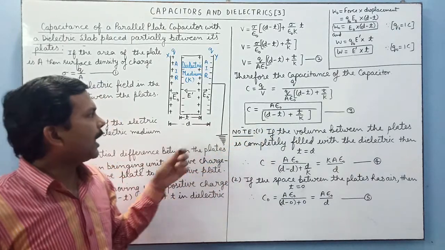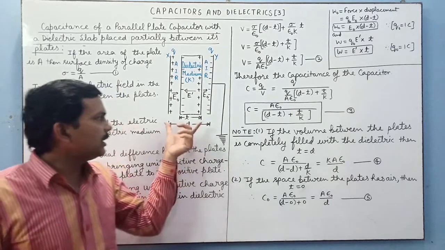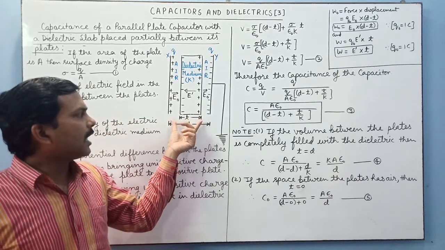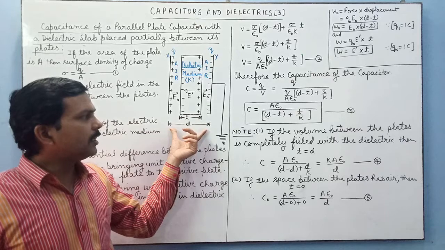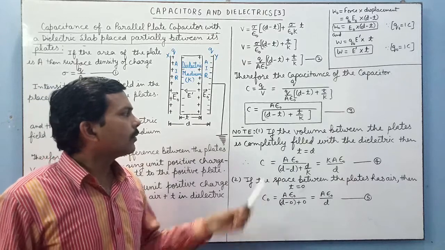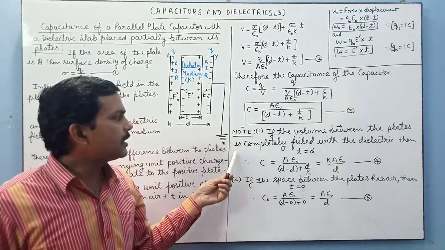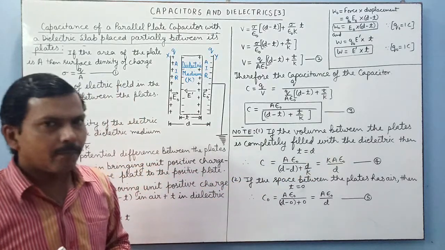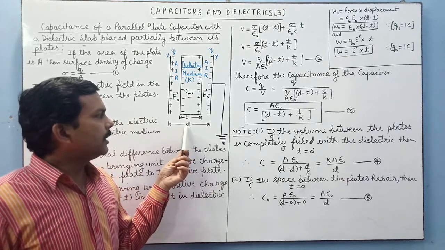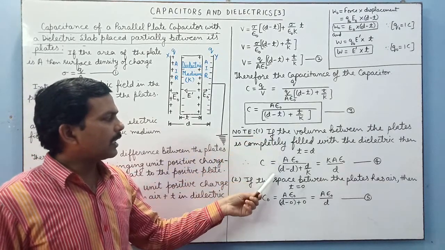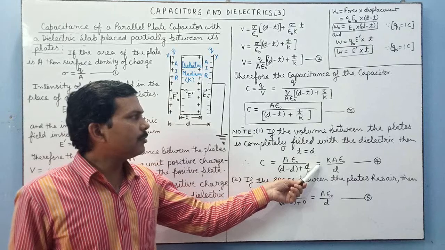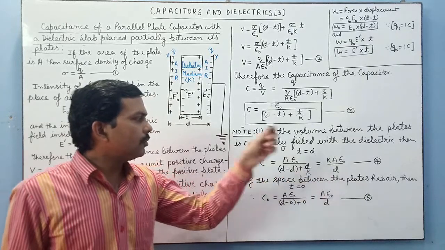Here we can notice by this equation that on placing a dielectric slab partially between the plates of the capacitor, the effective distance between the plates is decreased. Now a few more things you have to note down here. If the volume between the plates is completely filled with the dielectric slab, then in that case t is equal to d. So on placing t equal to d in this equation, we can write C is equal to A epsilon 0 upon d minus d plus d by k, which is equal to k A epsilon 0 by d.